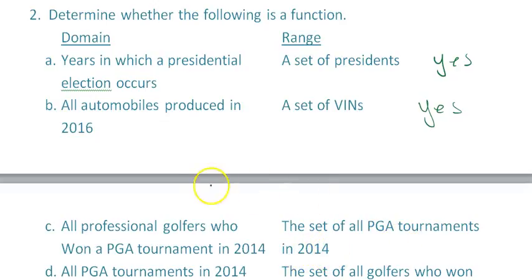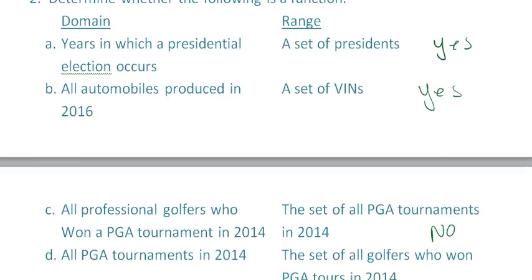Okay, so would a golfer only point to one tournament? Well, I'm not familiar with the golfers, but I think it's possible that you could have a golfer who won more than one tournament. So they could have arrows pointing to 2 or 3 different tournaments. And so if that's possible, that makes it not a function.